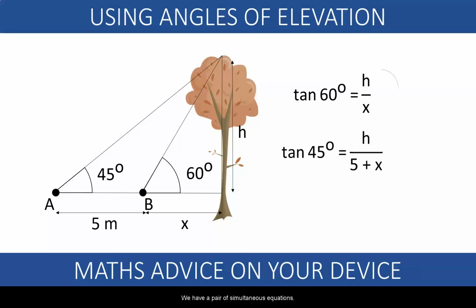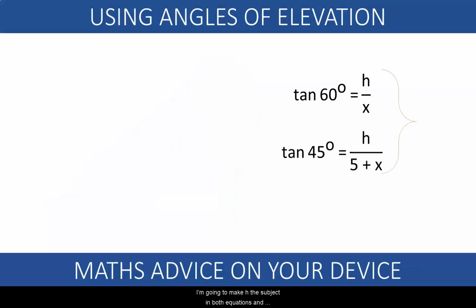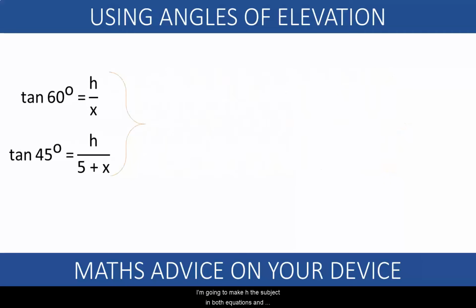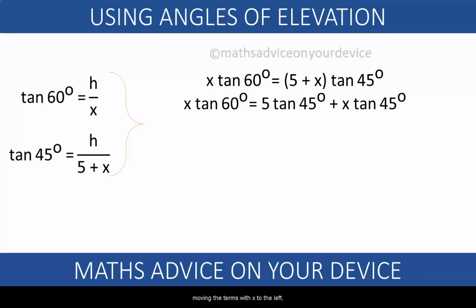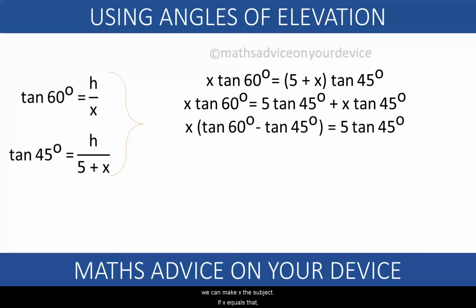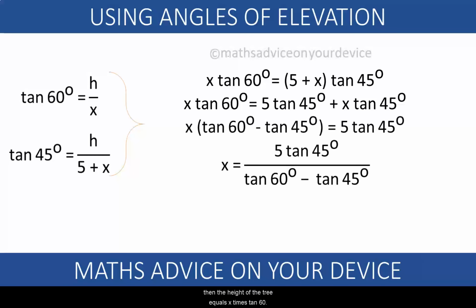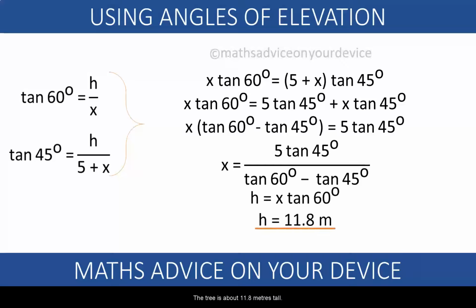We have a pair of simultaneous equations. I'm going to make h the subject in both equations and equate them. That means that x times the tangent of 60 equals (5 plus x) multiplied by the tangent of 45. Expanding brackets and moving the terms with x to the left, we can make x the subject. If x equals that, then the height of the tree equals x times the tangent of 60. The tree is about 11.8 meters tall.